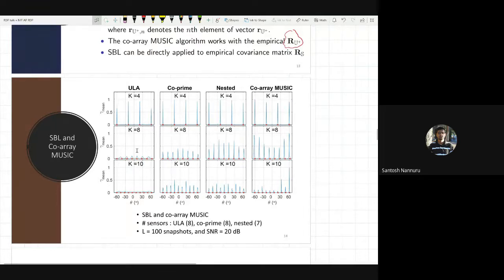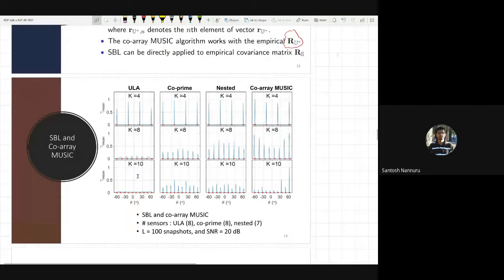You see, the spectrum which you have got is very poor. It will find some sources, but not all of them. Whereas if I use the co-prime array, I can see all the peaks in the correct locations. Right? And similarly for nested. And in fact, I can go one step further.